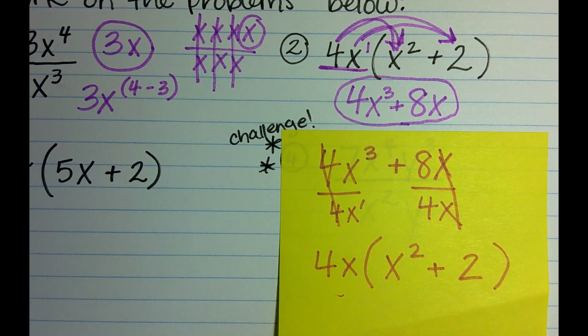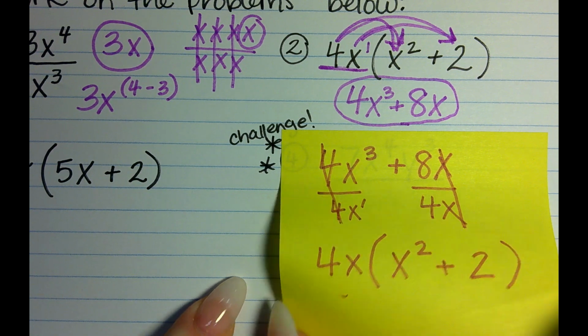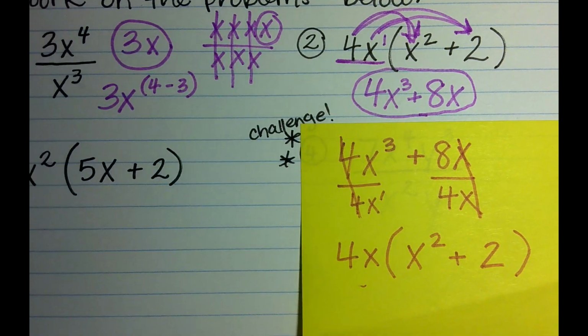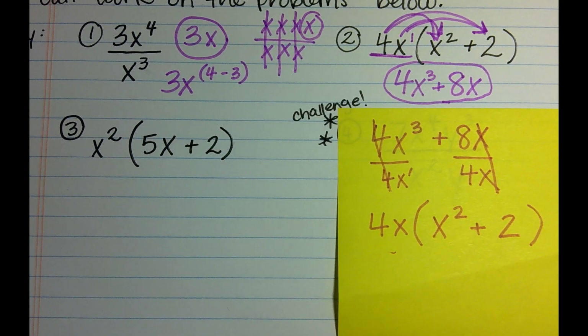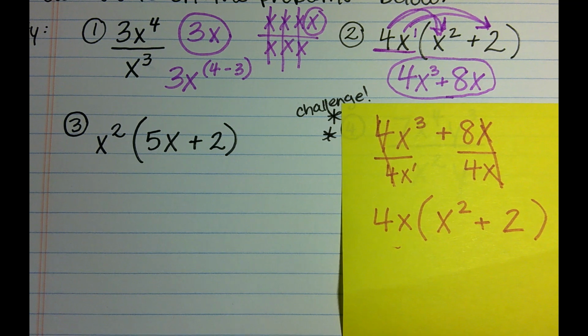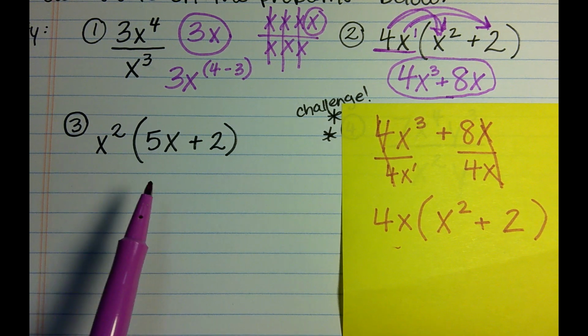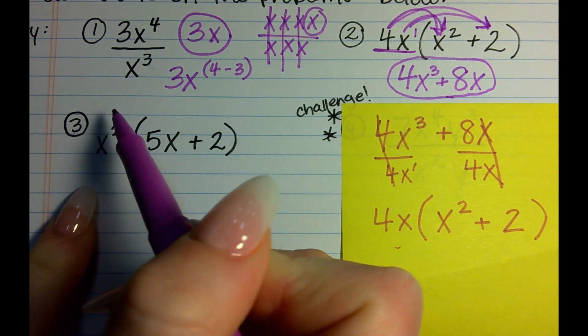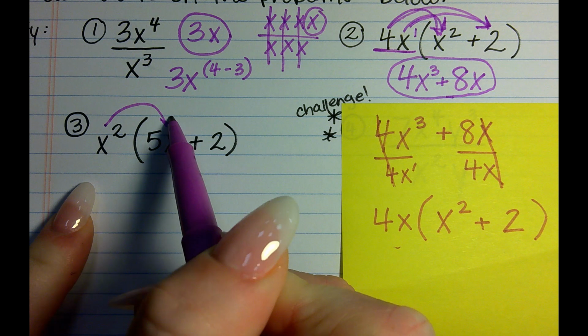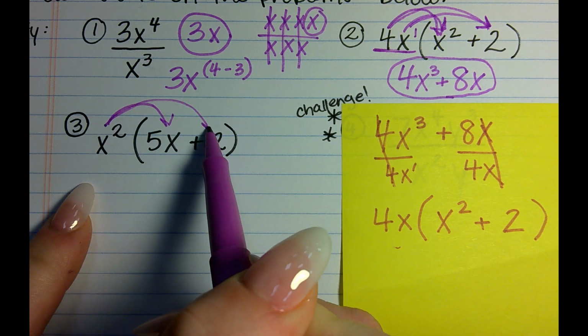All right. So there is number 2. And I'll keep that sticky note up there for a moment. And let's look at number 3 now. Is this a multiplication problem or a division problem? Multiplication. Good. So I need to take x squared times each of my terms.